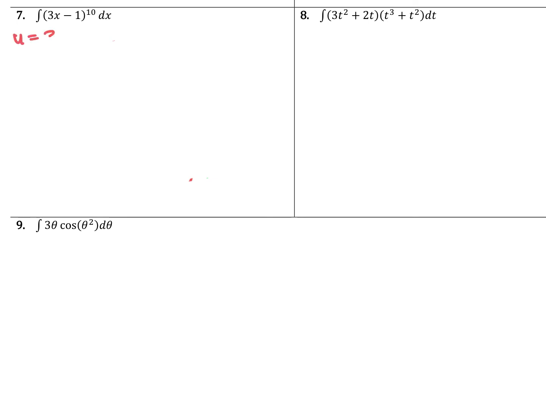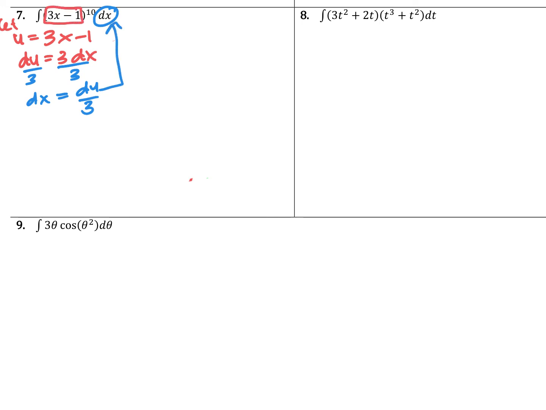On 7, I'm going to define u to be the inside function. So I'm going to say let u equal 3x minus 1. So du is going to be 3 dx. And then I'm going to solve for dx. So dx is equal to du divided by 3. So now I'm going to replace dx with du divided by 3, and I'm going to replace 3x minus 1 with u. So I'm going to have the integral of u to the power of 10 times du over 3.